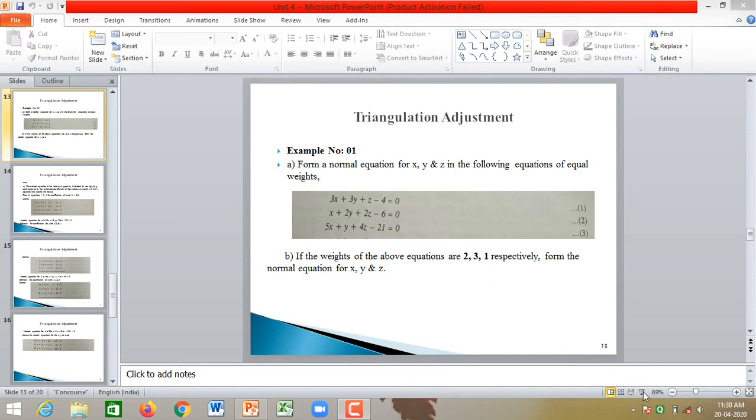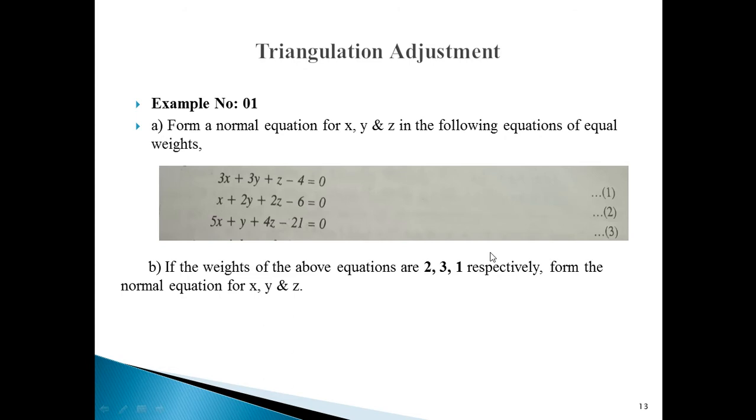Hello students, let's try to solve one example for the normal equation. Example number 1: form a normal equation for x, y and z in the following equations of equal weights. Three equations are given: 1, 2 and 3. Their weights are the same, and you are expected to form the normal equation for x, y and z. In the second part of the example, if the weights of the above equations are 2, 3 and 1 respectively, form the normal equation for x, y and z.